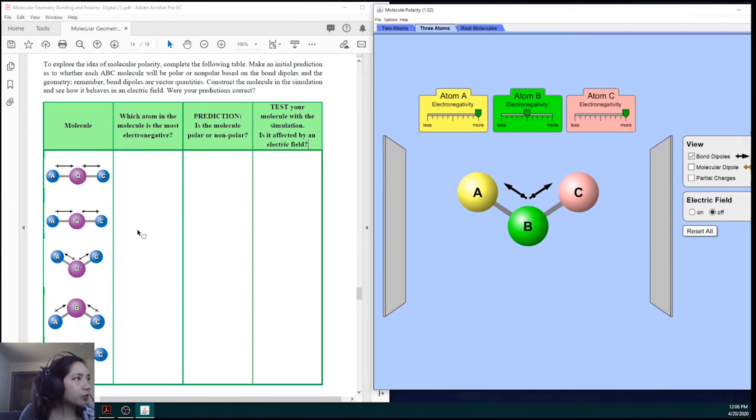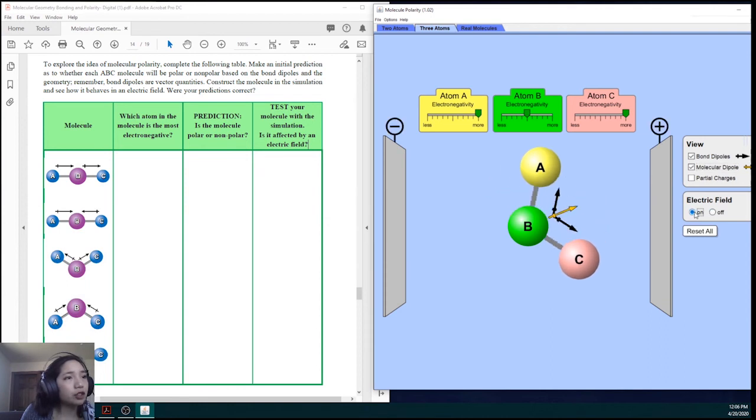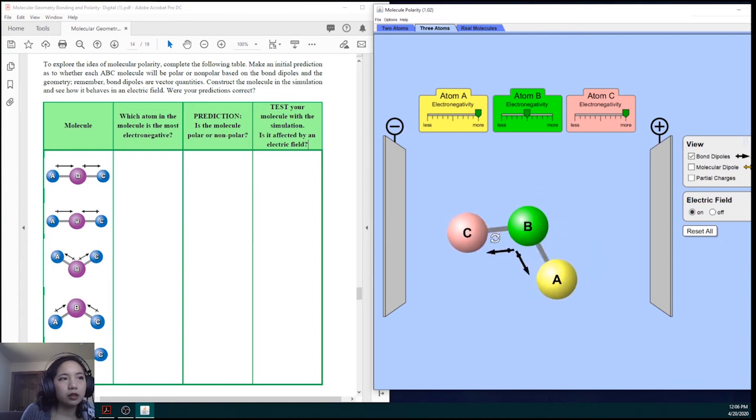All right, so predict the most electronegative atom. Let's stick that molecular dipole on there. So I predict this molecule is polar, and so it should be affected by the electric field. Oops. See? Here you go. That way. Hold this way. Cool. Right. And so see how that molecular dipole, how the arrow is aligned to the sign of the plates.